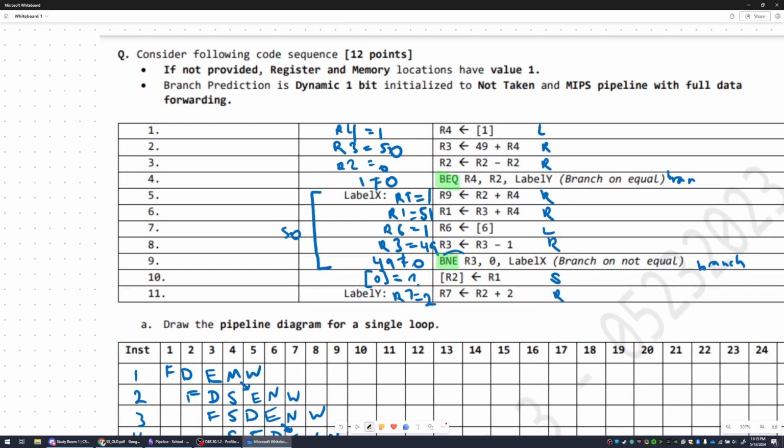So after the first line, it was not taken, right? And it was correct. The prediction was correct. We actually didn't take it, so it stays at not taken. And the second time, it's going to be predicted not taken, but it'll be wrong. So the next time, the second loop, it'll be taken. But we're doing the first loop right now in the chart.